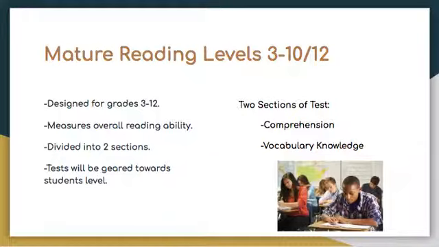The mature reading levels go anywhere after the early independent reading levels all the way up until high school. So it's typically designed for grades 3 through 12, and it measures overall reading ability, and it is divided into 2 sections, which are the comprehension and vocabulary knowledge. And this test is geared towards student level. So each year they will get a different test based on what their academic level is, so that we can track the progress throughout the years.